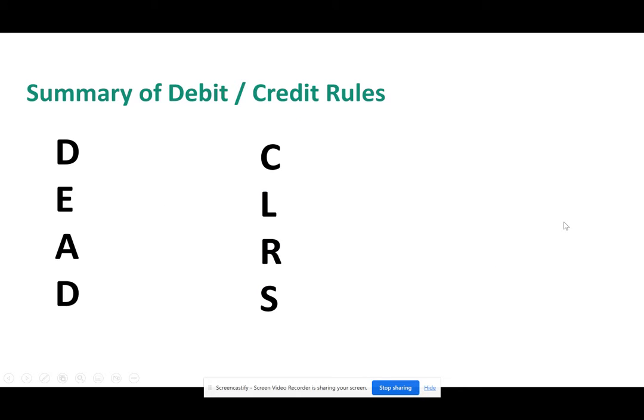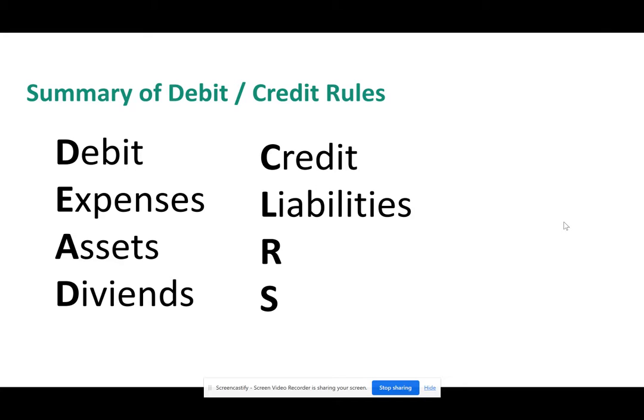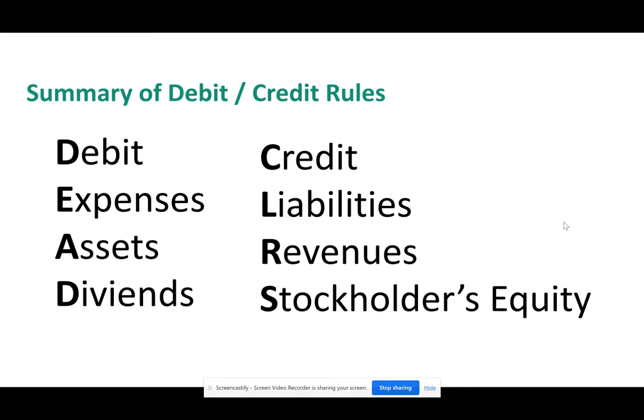Another helpful tool for remembering your debits and credits is the mnemonic DEAD CLIC. DEAD CLIC shows us that for our debits, our accounts that increase with debits are expenses, assets, and dividends. And our accounts that increase with credits are our liabilities, revenues, and stockholders' equity. So I'm going to refer to this DEAD CLIC throughout the rest of this presentation because to me personally, this is the easiest way for me to remember.